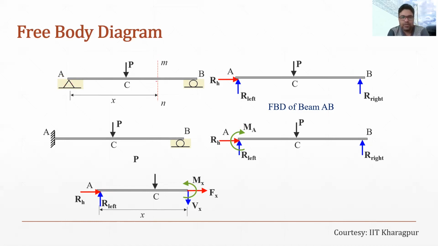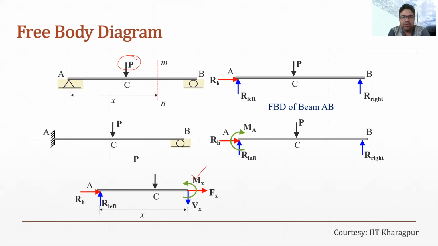Basically, at this point we are just visualizing that if we cut the beam from here, what are the reactions which will be coming here. Because of this load, the beam may try to rotate. So to resist that rotation, there will be a reaction against the rotation in terms of Mx.